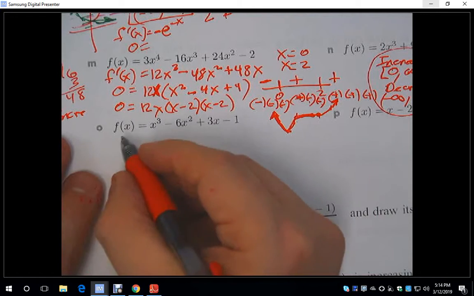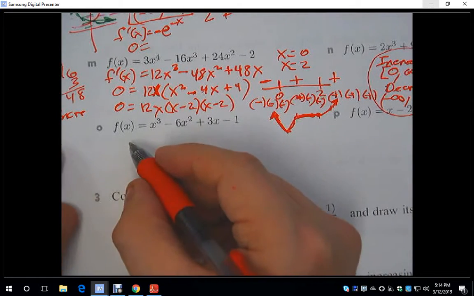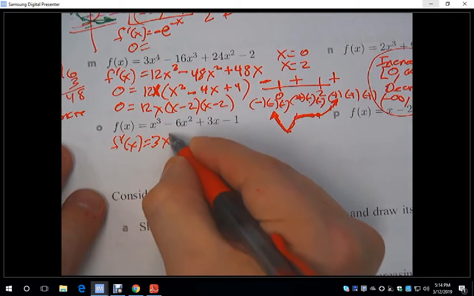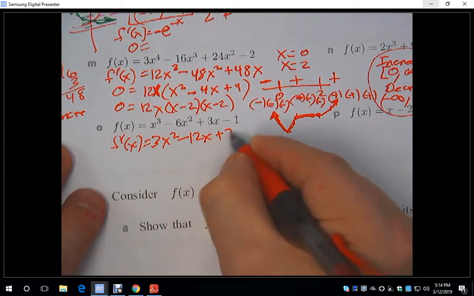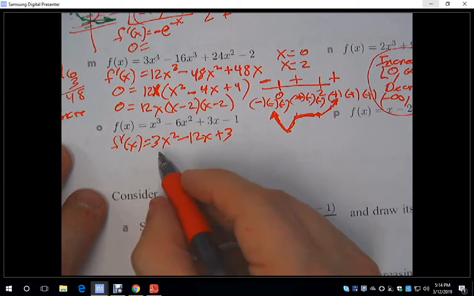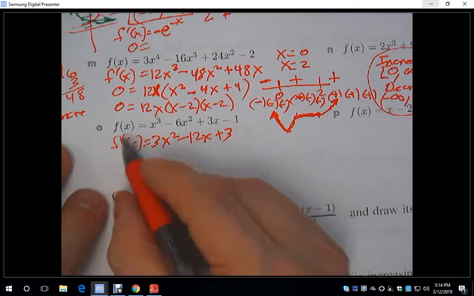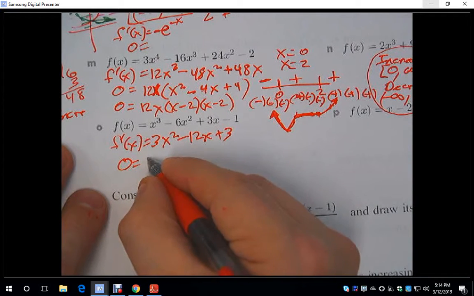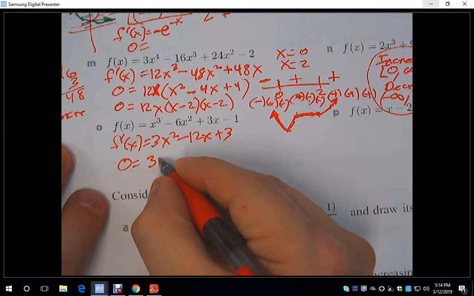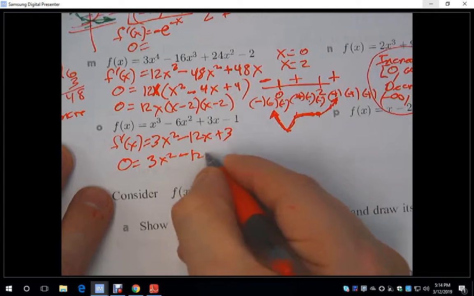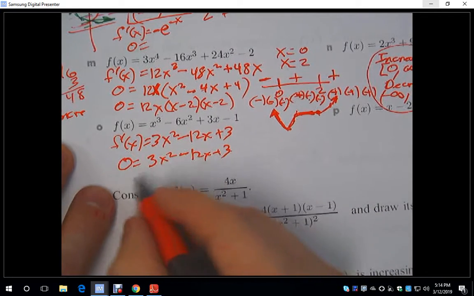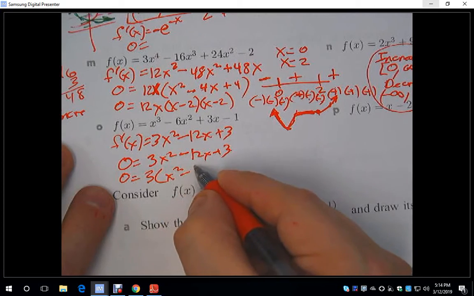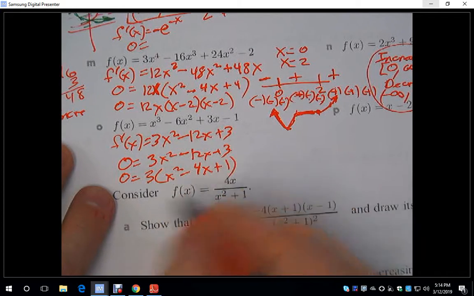And we're going to first take the derivative of this. So I have f prime of x equals 3x squared minus 12x plus 3. We are now going to find our stationary points where our slope is 0. So I have 0 equals 3x squared minus 12x plus 3. I can factor out a 3. That's going to give me 0 equals 3 times x squared minus 4x plus 1.